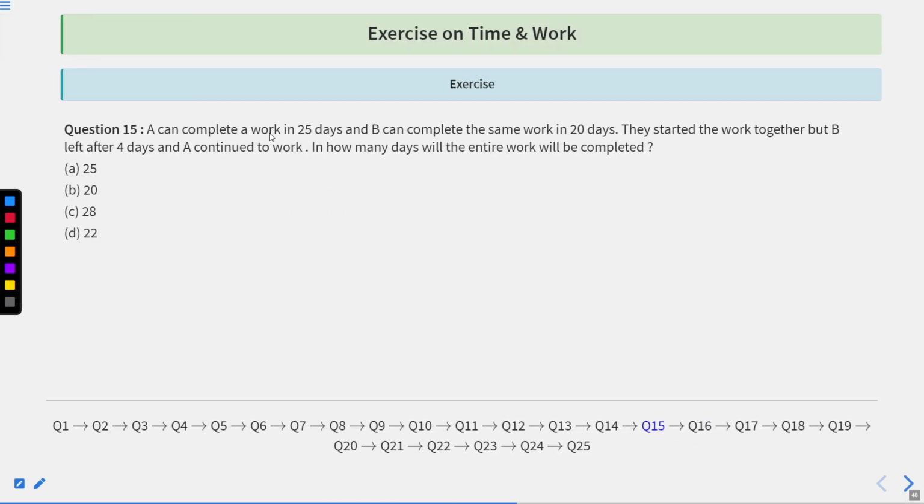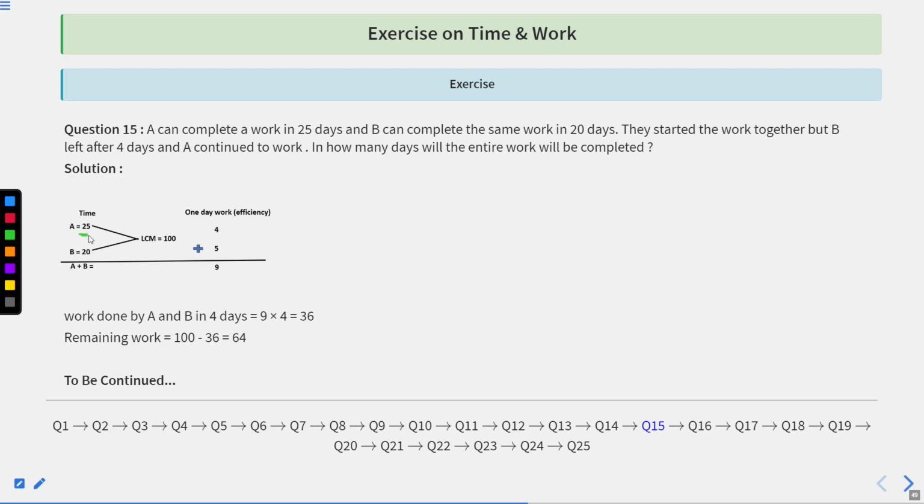A can complete a work in 25 days and B can complete the same work in 20 days. They started the work together, but B left after 4 days and A continued to work. In how many days will the entire work be completed?